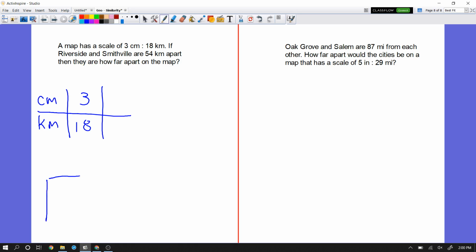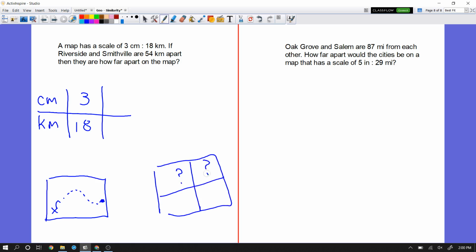Okay, so basically what we're saying is we've got a map. And then you're actually looking out a window, and you're sitting there going, oh my gosh, how far away is Riverside and Smithville? So on the map, it's actually 3 centimeters. When you're looking out there, it's 18 kilometers. So we can see that we have some sort of discrepancy here. So every 3 centimeters you see on the map is going to be equal to 18 kilometers outside. But we know that Riverside and Smithville are 54 kilometers apart. And we have no idea how many centimeters that is.